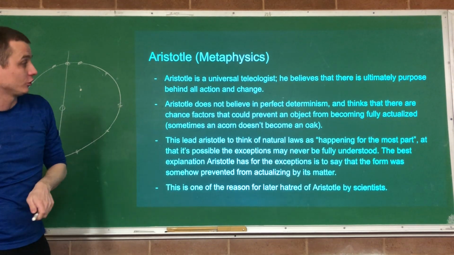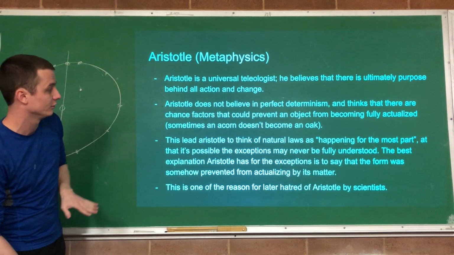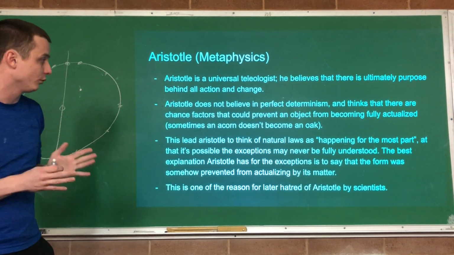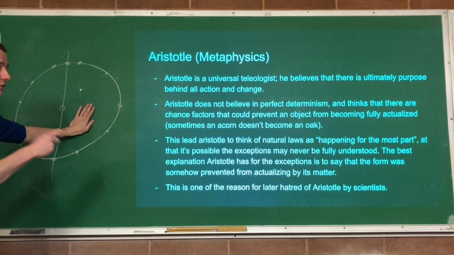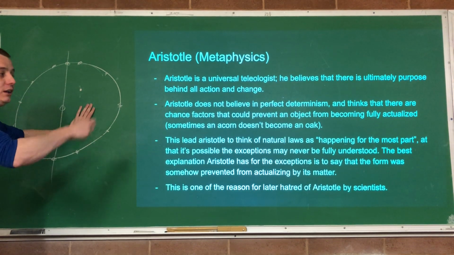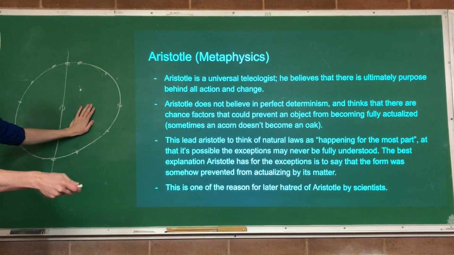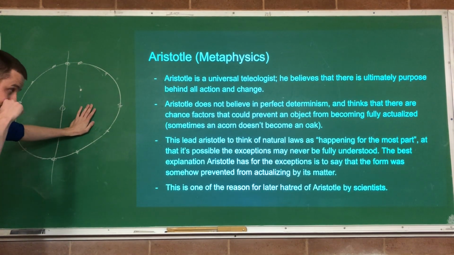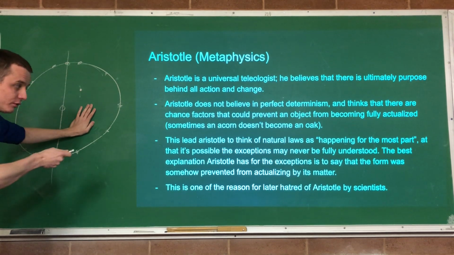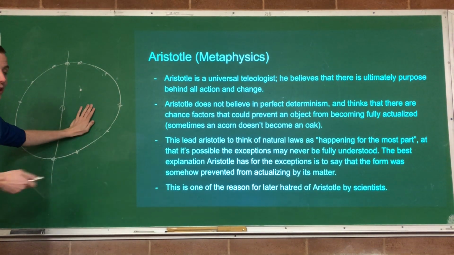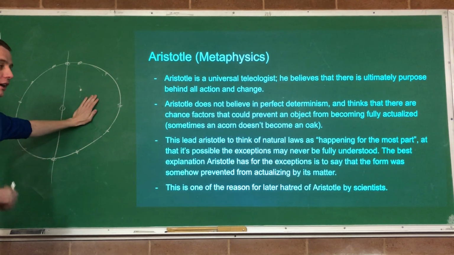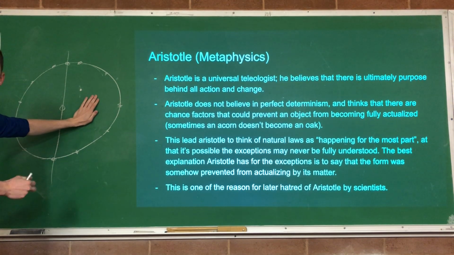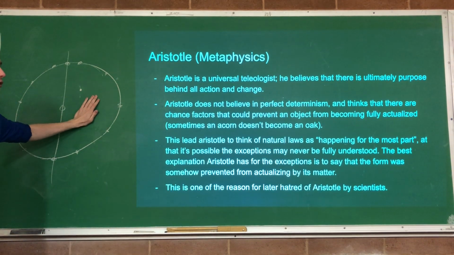so he didn't believe in perfect determinism and thinks that there's still chance factors that could prevent an object from becoming fully actualized. Sometimes an acorn doesn't become an oak. This leads Aristotle to think of natural laws as happening always or for the most part. And that it's possible the exceptions may never be fully understood. So maybe our science will just get really, really good at describing how the universe is most of the time, but he's perfectly content with maybe there's no such thing as perfect understanding of how our universe functions.